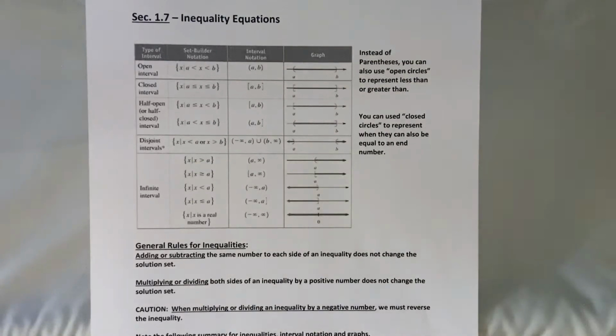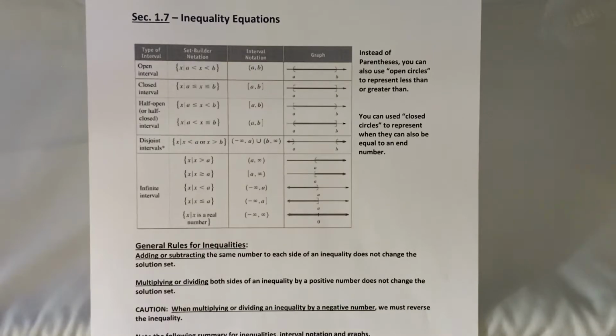Now, for infinity and negative infinity, remember these are concepts and not actual numbers. So those will always get parentheses because you're never going to actually get to negative infinity or positive infinity. So it's important you understand that those will always have parentheses regardless of what happens.